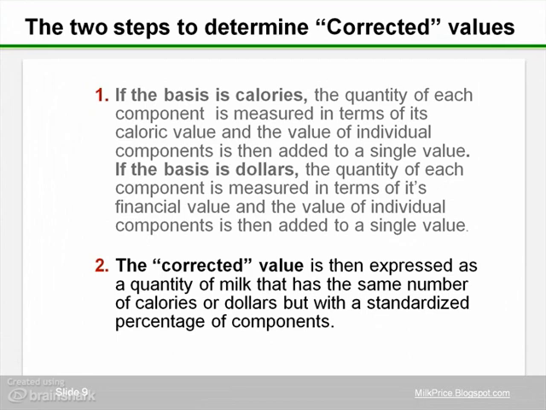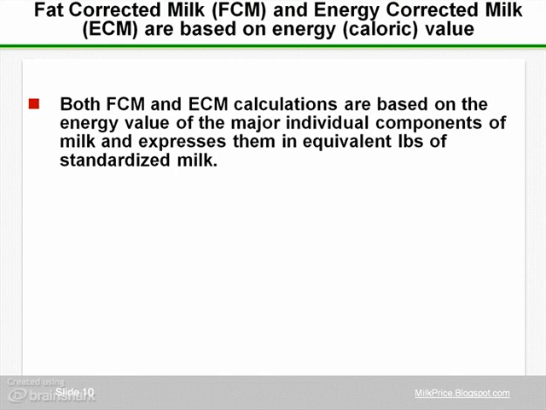In these examples, and in the MilkPay automated calculations, the standard is set to 3.5% fat, 3% true protein, and 5.7% other solids. Both the fat-corrected milk and energy-corrected milk calculations are based on the energy value of the major individual components of milk, and then expressed in equivalent pounds of standardized milk.